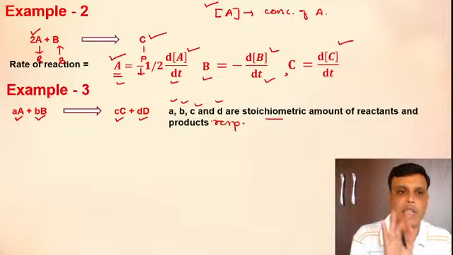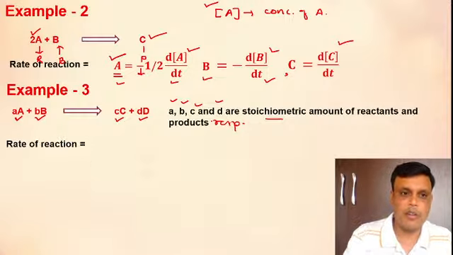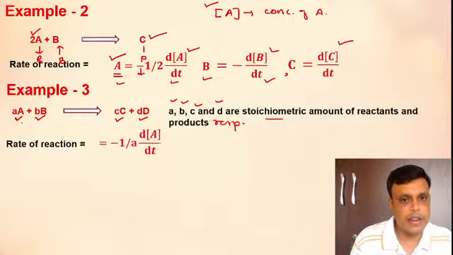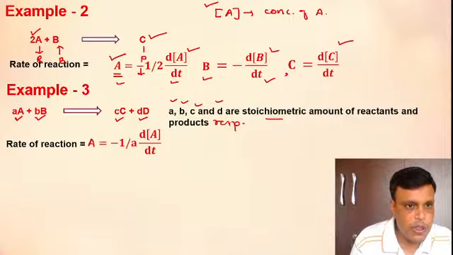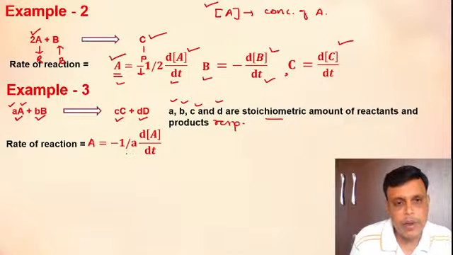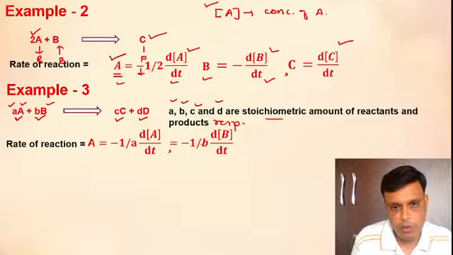So for this reaction you have to write the rate of reaction. Now see how you will write the rate of reaction with respect to reactant A. Here the stoichiometric coefficient of reactant A is small a. So this small a you have to write in the denominator side: minus 1 by a, d concentration of A by dt. Then with respect to reactant B, minus 1 upon b, d concentration of B upon dt.